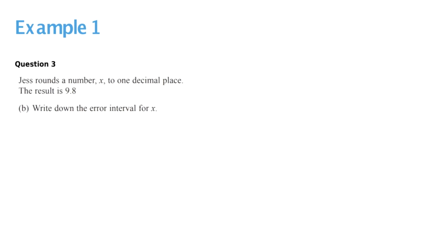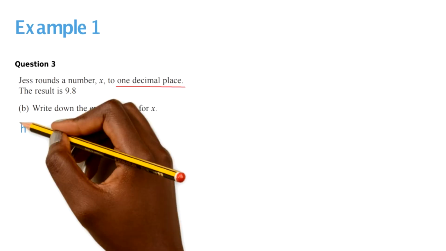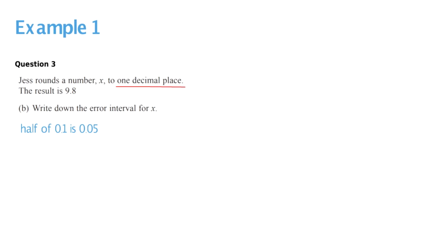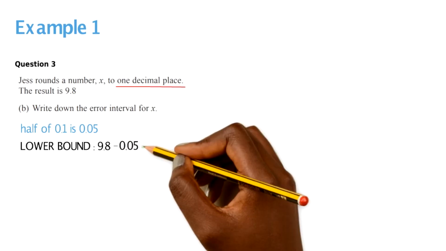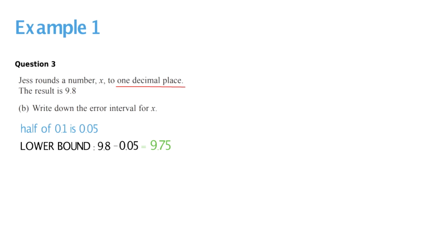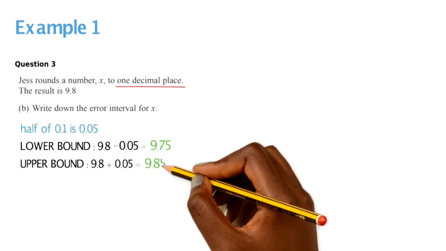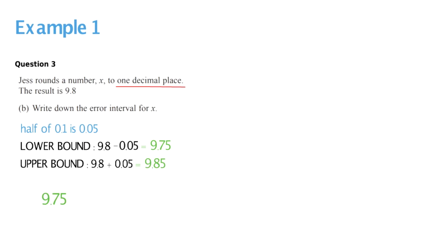First off, it says a number x is rounded to one decimal place and the result is 9.8, and it wants us to write down the error interval. So one decimal place, we're going to half that, and that's 0.05. Then we take that away from 9.8 to work out our lower bound, and that should leave you with an answer of, see if you can work it out before it comes up, 9.75. Well done if you got that right. Then for the upper bound, you add that 0.05 onto 9.8, and that gives you 9.85. As an error interval, you write the lower bound 9.75, your less than or equal to sign, your x, your less than sign, and then 9.85. And that's it, literally.